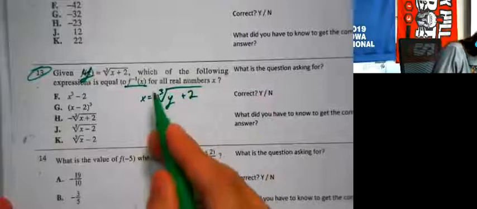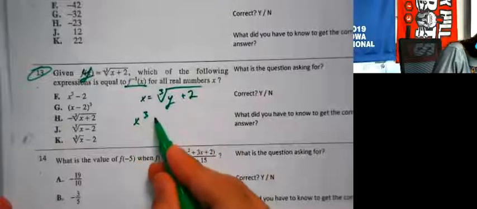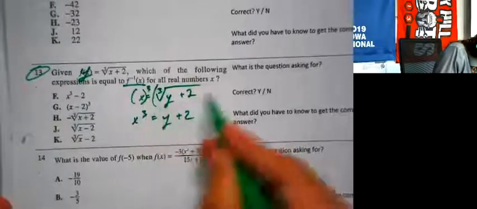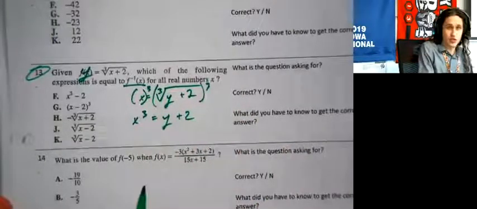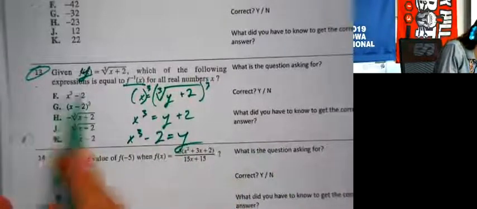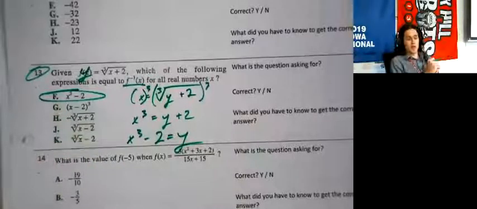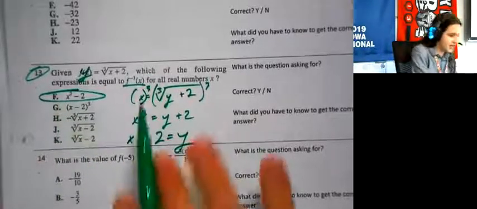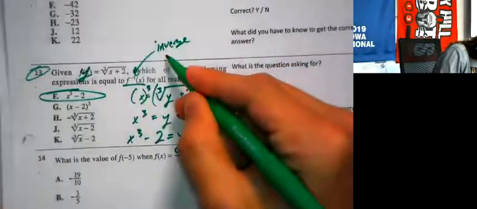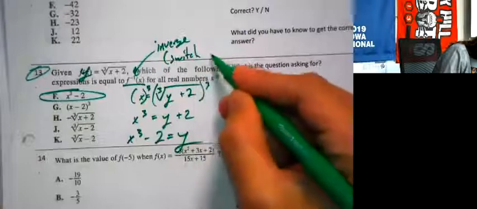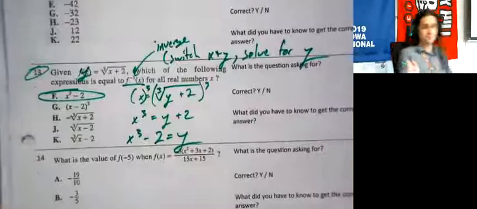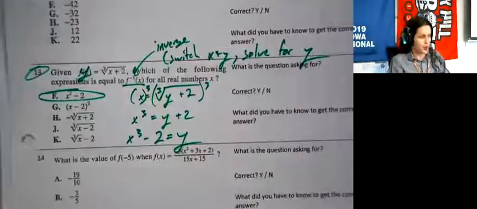Okay, cubing both sides, x cubed equals y plus 2. What I did, I cubed both sides. Solving for y, x cubed minus 2 equals y. That's answer option F. So we can find an inverse, f to the negative 1. That's an inverse. What do we do there? Switch x and y, solve for y. You need to be able to do that one.